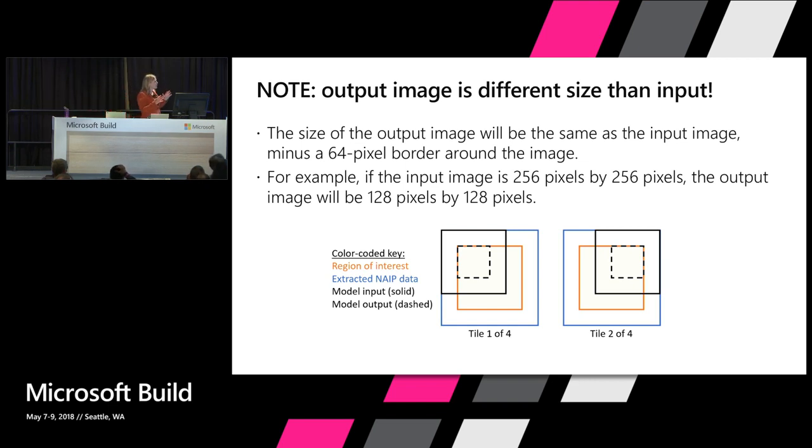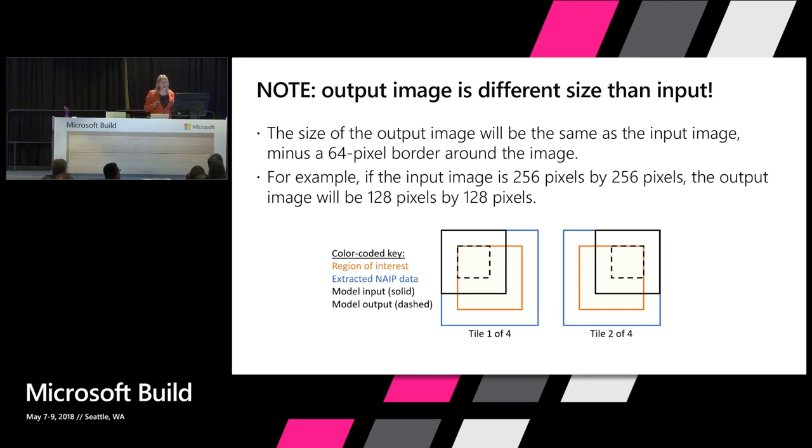So it is going to be about the same as the input image, but we are taking out a 64 pixel border around it. So again, if it was 256 by 256 in, you would actually get 128 by 128 classification back. And so let me walk you through that.